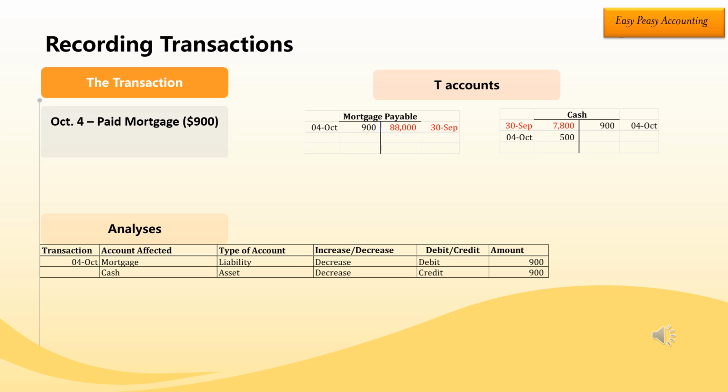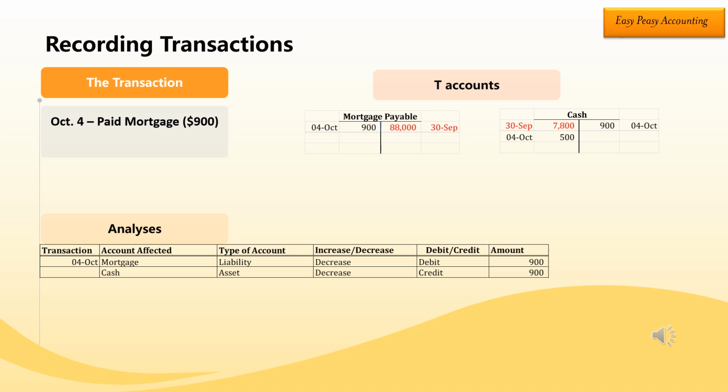Liability is credit. Liability increases on the credit side and decreases on the debit side. Cash is an asset. Assets are debit. Increases on the debit side and decreases on the credit side. As you can see, they're T accounts.